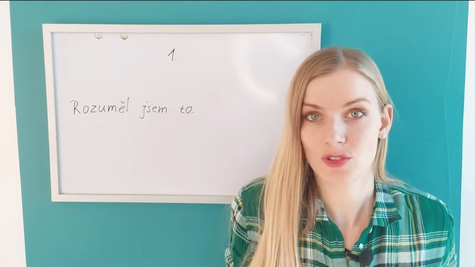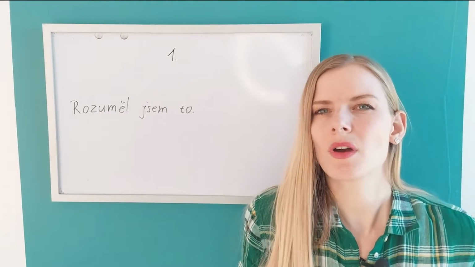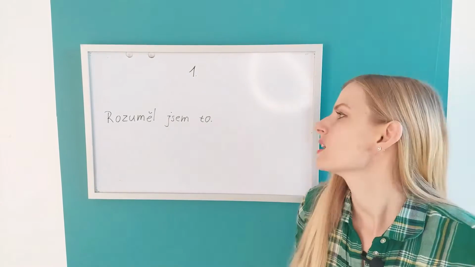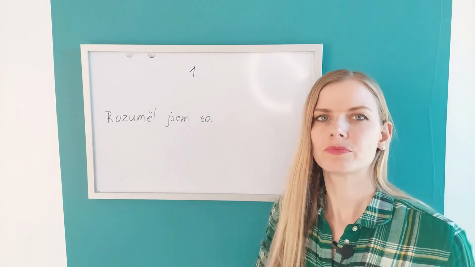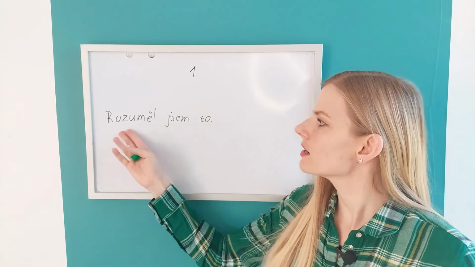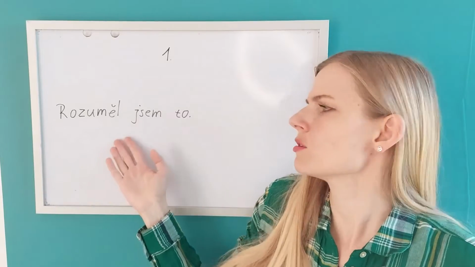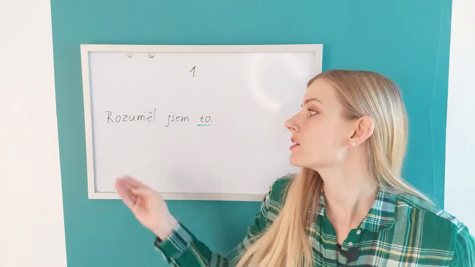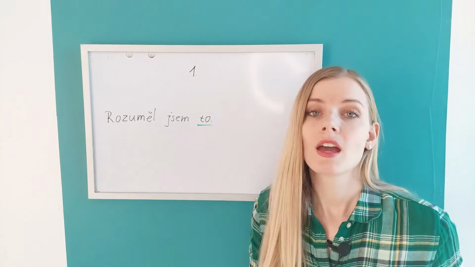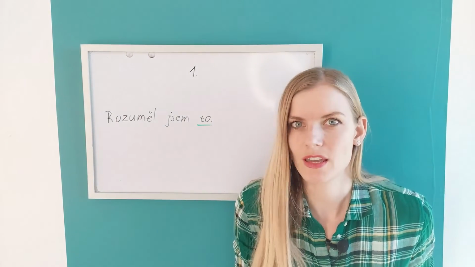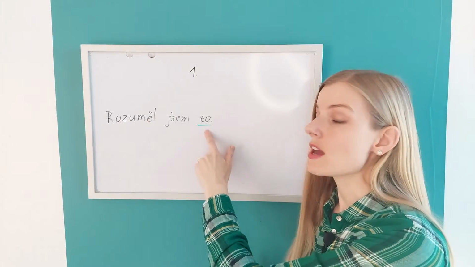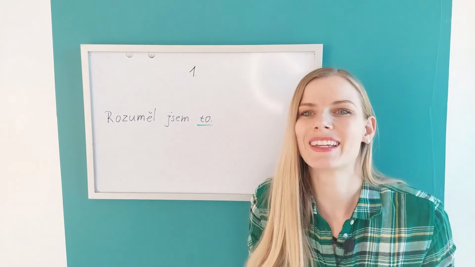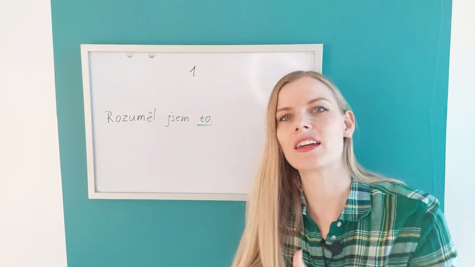Let's take a look at the first common mistake, which is caused by the interference from the English language. Rozuměl jsem to, which means I understood it. What's wrong with this sentence? I understood it. Seems quite alright, except this part. In Czech, rozumět, to understand, has to be followed by a different case, by the dative. This would be the accusative case, the direct object, but for some reason in Czech we understand something indirectly.